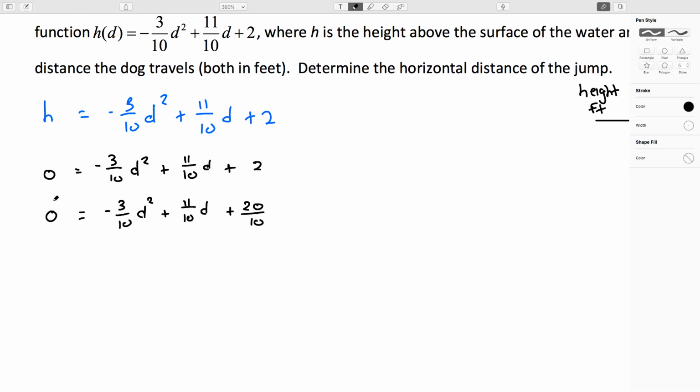Now that everything's divided by 10, I can just factor that out. So I can write it as 0 equals 1 over 10 times 3d squared plus 11d plus 20. And now I have to factor 3d squared plus 11d plus 20.